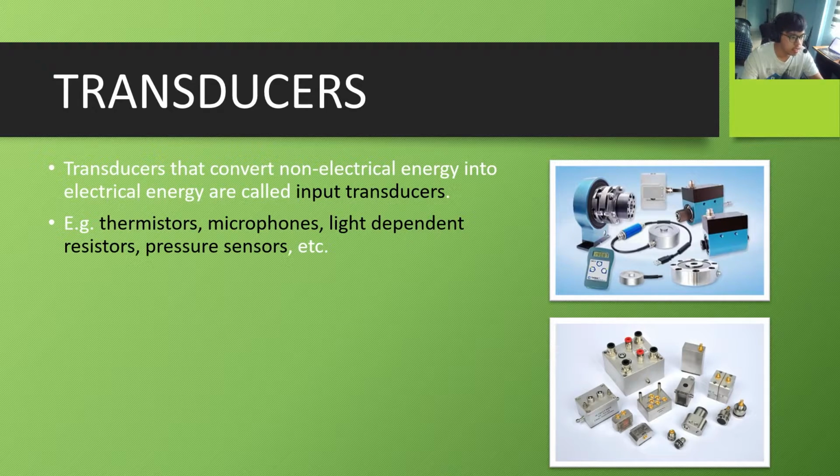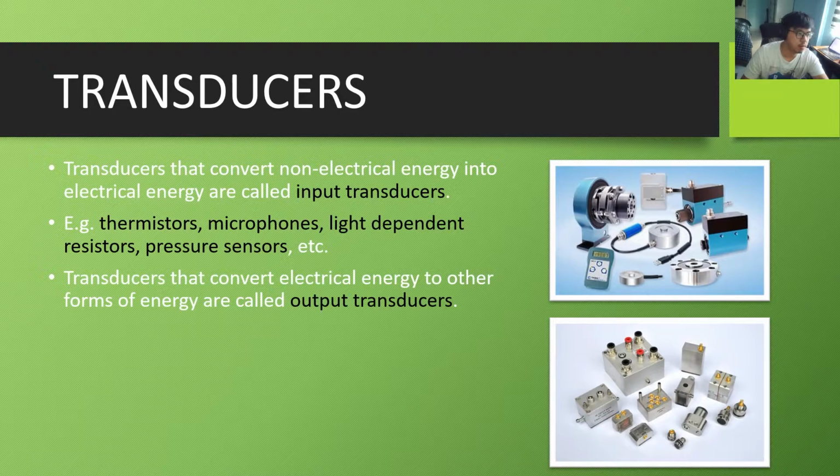These are thermistors. So thermistors take in temperature and change it into electrical signals. Microphones take sound waves into electrical signals. Light dependent resistors take light energy into electrical energy. Pressure sensors take pressure. So anything that goes into the circuit.